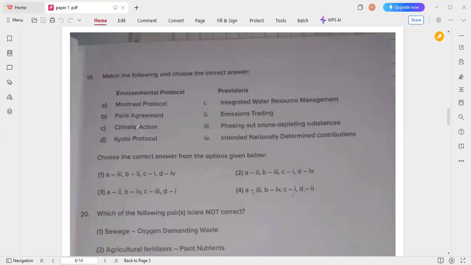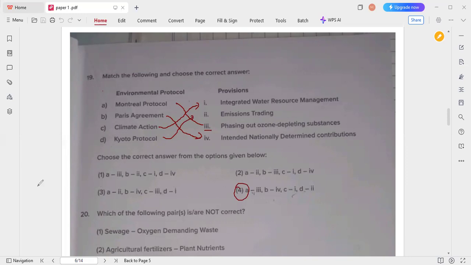These are protocols like Kyoto Protocol, climate action, Paris Agreement, and also Montreal Protocol. Montreal Protocol is related with the phasing out of ozone depleting substances. So A3. Then Paris Agreement, this one, intended nationally determined contributions. Next, climate action, that is integrated water resource management. Kyoto Protocol is for emissions trading. So for the 19th question, option 4 is the correct answer.